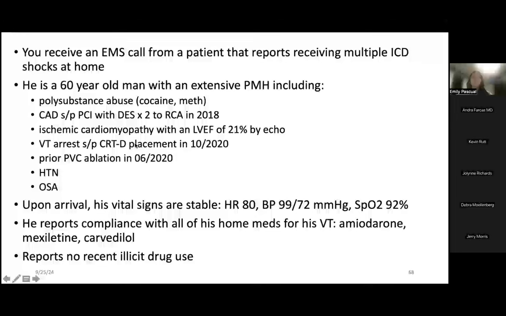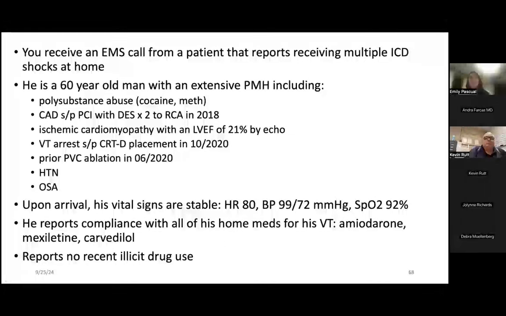He said he's gotten shocked a couple times. He's had a prior ablation. He also has high blood pressure and sleep apnea. So when you get there, he is doing okay. His heart rate's 80. His blood pressure is 99/72. His oxygen's 92%. He said he's been taking all of his medications.